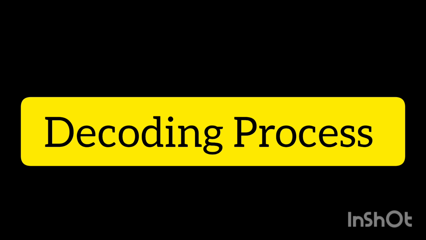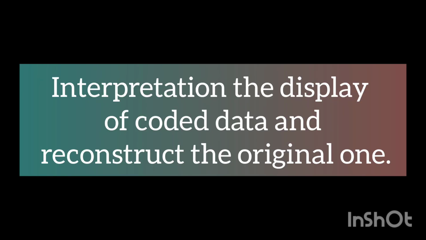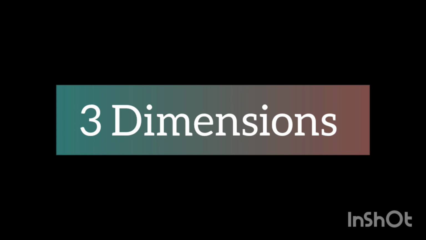And now going to the decoding process. That process refers to interpreting the display of the coded data and reconstructing the original one. That is the basic meaning of the encoding process and the decoding process. So I think it is clear what Flanders interaction analysis is and what interaction analysis is. According to Daniel Bopro, the Flanders interaction analysis or interaction analysis has three dimensions.